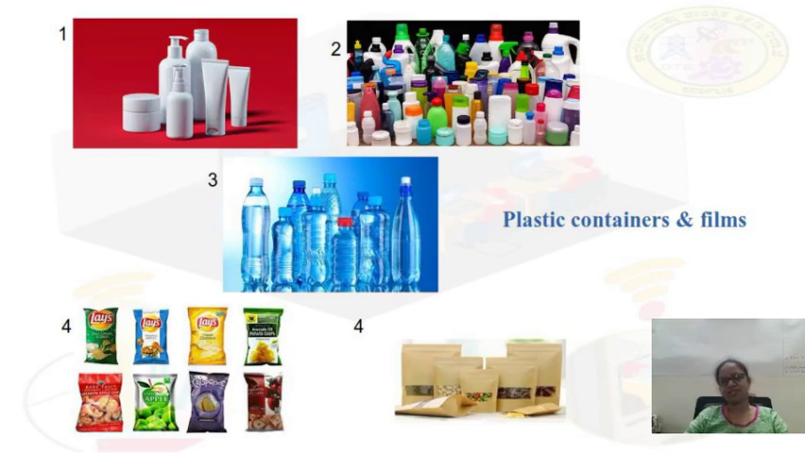The next image, number 4, is a stand-up pouch. This is called a stand-up pouch because the package itself can self-stand. It does not need any specific support to stand on the market shelf. Generally, the products packed in this type of stand-up pouch are ready to eat or semi ready to eat foods such as gulab jamun and many other products.